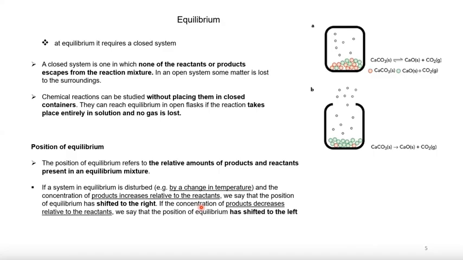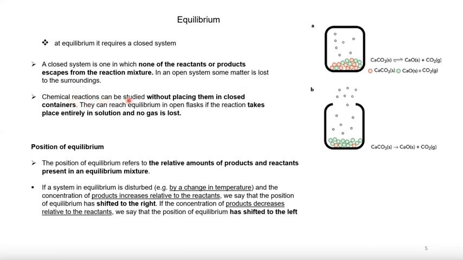Well, next point, the fourth criterion: at equilibrium, it requires a closed system. This is what we call a closed system, and this is an open system. If we have a closed system, then reactants and products are not escaping. But if it is an open system, you can see that here the carbon dioxide gas is going up, going away from the system. So a closed system is one in which none of the reactants or products escape from the reaction mixture. In an open system, some matter is lost to the surroundings.